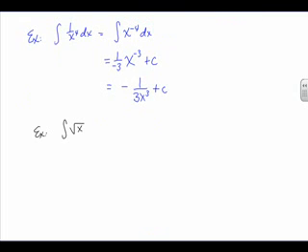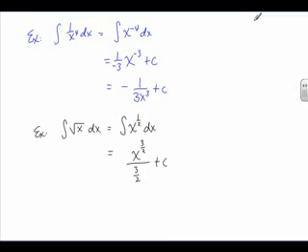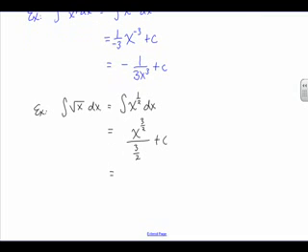Integral of square root of x dx. Think of the square root as a 1/2 power. Then apply the power rule. So if we add 1 to 1/2, we get 3/2. And then we're going to divide by 3/2. Now, a nicer way of writing that is 2/3 times x to the 3/2 power.